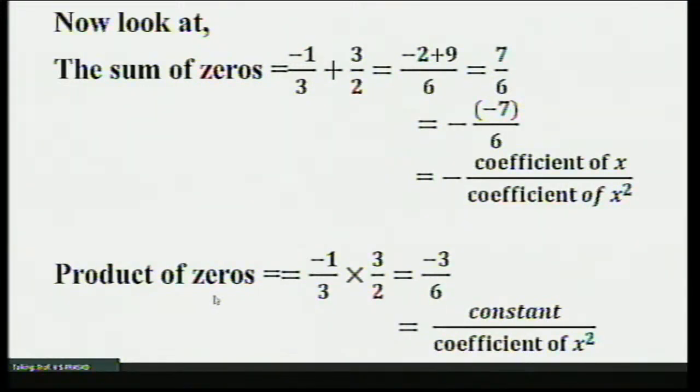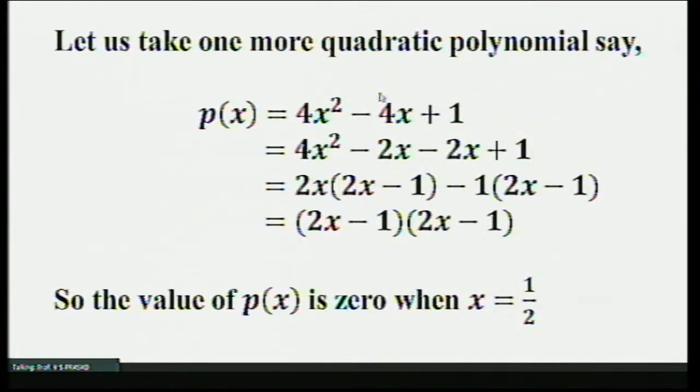Similarly, if you take the product of those two zeros, that is minus 1 by 3 times 3 by 2, if you multiply these two, you will get minus 3 divided by 6, where minus 3 is the constant of the given polynomial and 6 is the coefficient of x squared. Therefore, this product also satisfies the condition: constant divided by coefficient of x squared. That shows that two relations are possible for a given quadratic polynomial.